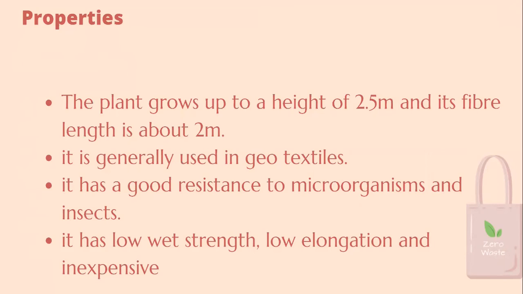Low elongation, and it is inexpensive. So the good part is that it is inexpensive. Now, jute is mainly used for making gunny sacks. We know that the sacks in which rice and all those things come are jute bags, right? So jute bag is very commonly used because of its good resistance to microorganisms and insects. So that is a very good property of jute.